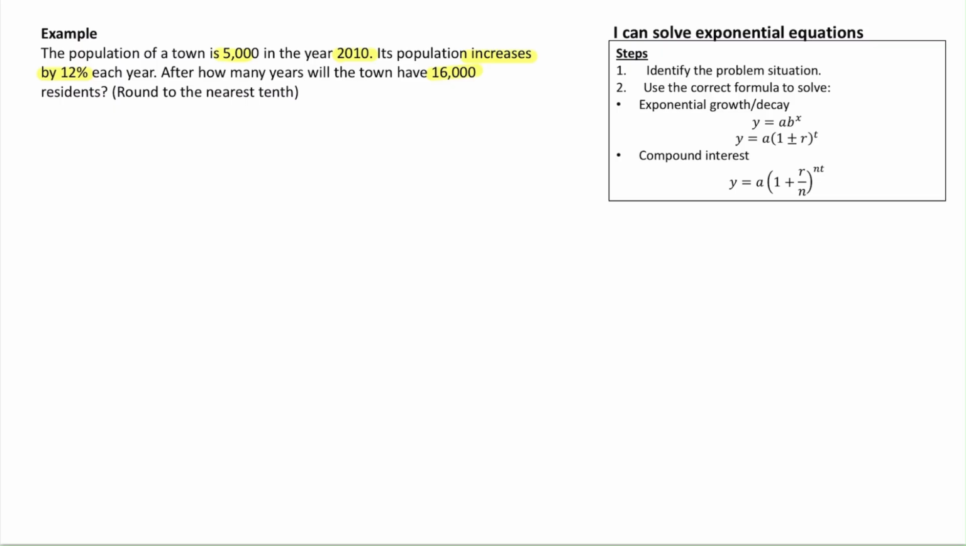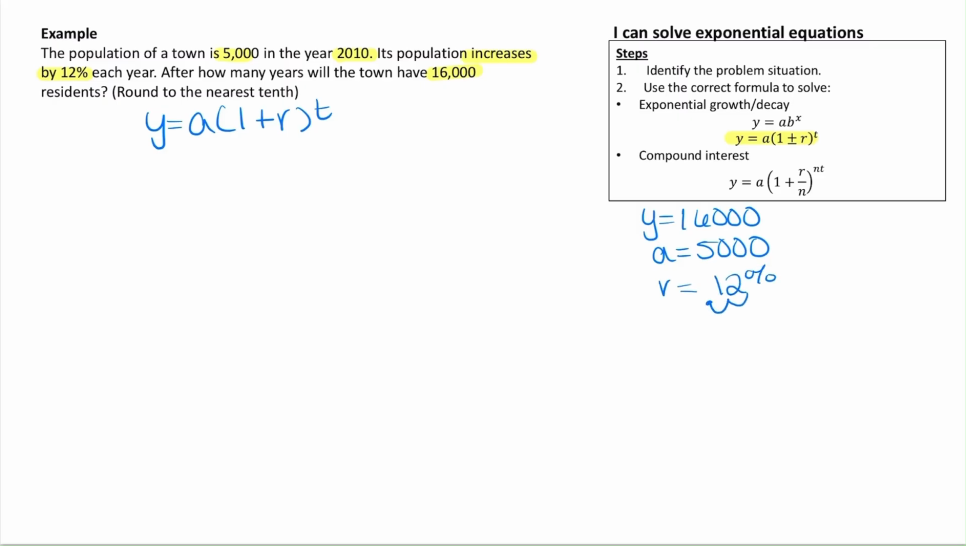So the first thing we need to do is identify the formula. Since we see growth with a percentage, we're going to use this formula right here, y equals a times (1 plus r) to the t. Let's now identify our variables. So remember, y is the final amount. So this town is going to end up having 16,000 people, but it's going to start off with 5,000 people. The growth rate is 12%, so we're just going to change that to a decimal. That is going to be 0.12. And t here is our unknown value.